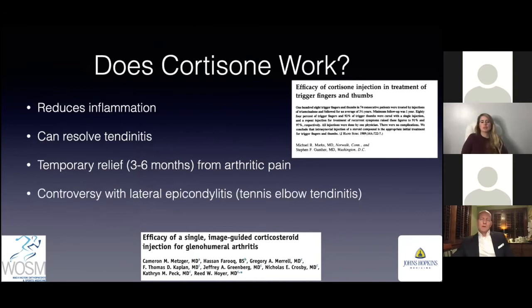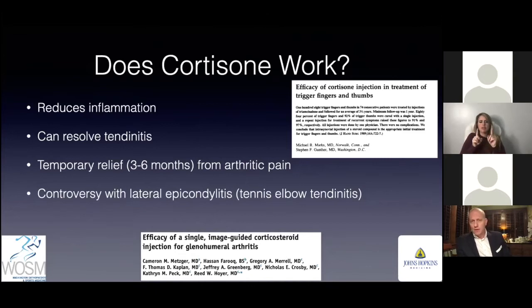Cortisone has become somewhat controversial when injecting it in the outside of the elbow. So in the, they call it lateral epicondylitis or tennis elbow. That used to be sort of a go-to for treatment of tennis elbow. It's become a little more controversial with a number of studies over the past few years that have shown that it may not be as effective as it was once billed as, but it's still commonly used for this purpose.